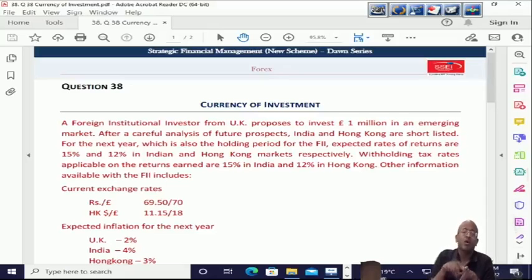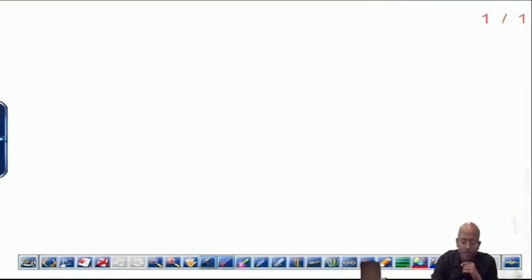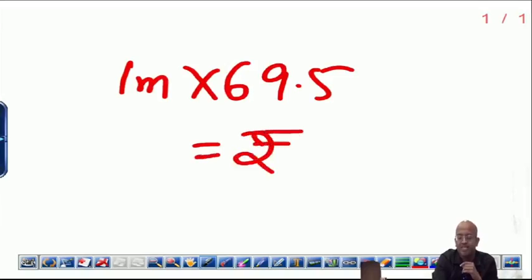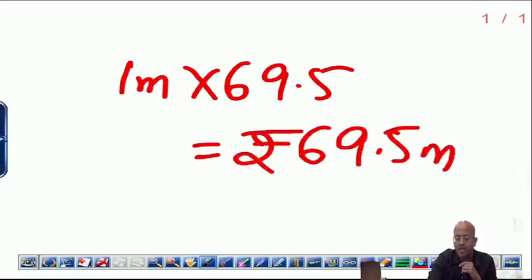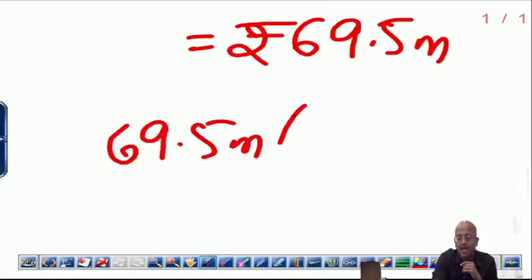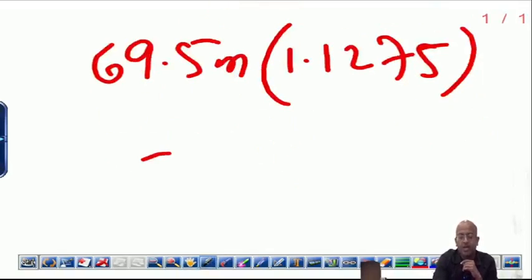So what does the amount become? 69.5 into 1.1275. So 1 million into 69.5, that is step 1. We get rupees 69.5 million. Now this is invested in India. 69.5 million into 1.1275. What is it going to become after 1 year?